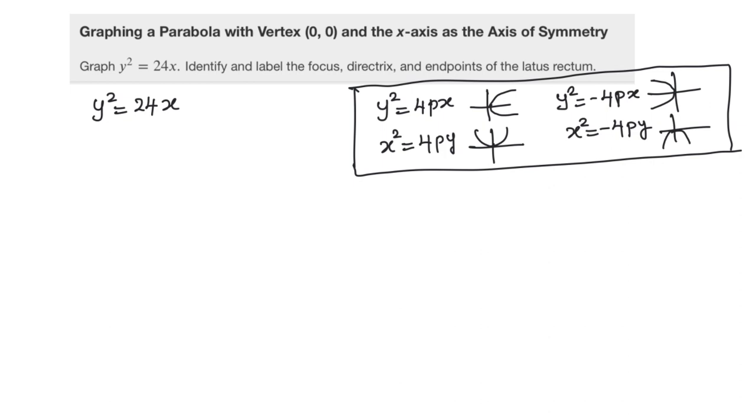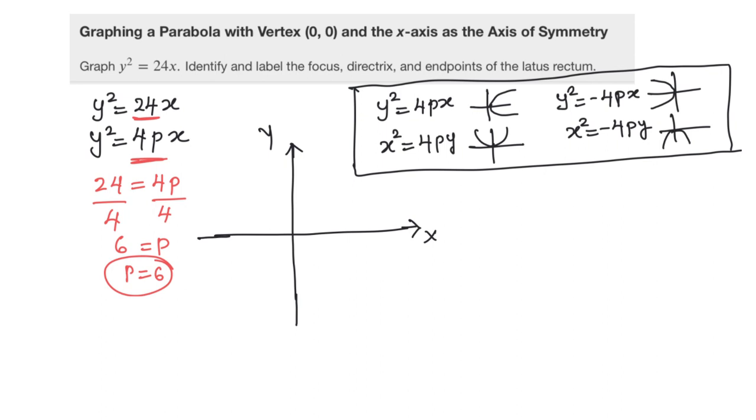Okay. So the equation, if you compare this, corresponds to y square equal 4px, right? So 24 is 4p. So 24 equal 4p. Now I can solve for p. So divide both sides by 4. So p equal 6.